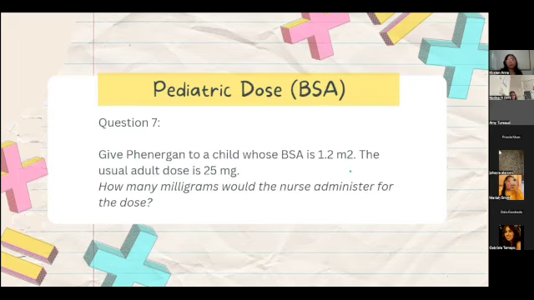This is the BSA. I don't think you need to know how to figure out the BSA, but you should know what to do when you get the BSA and then you have a usual dose. So does anyone know what that formula is? You can go ahead and say it out loud, or you can put it in the chat. Child's dose equals 1.2, which is the BSA here, over 1.7 times the adult dose.